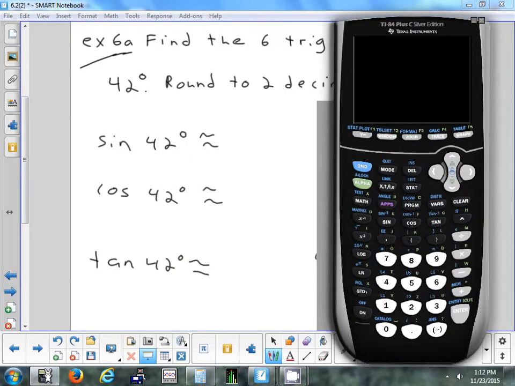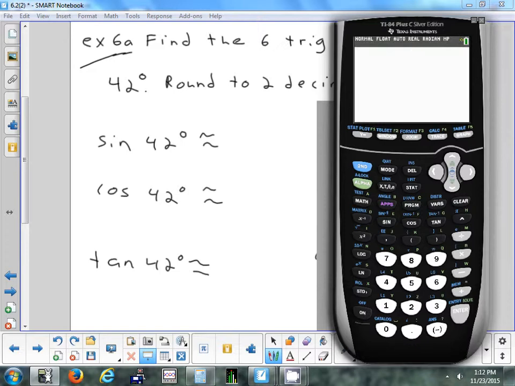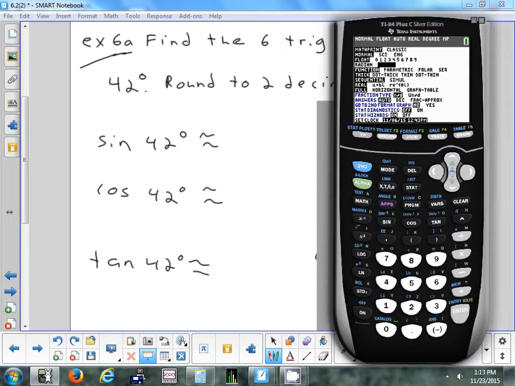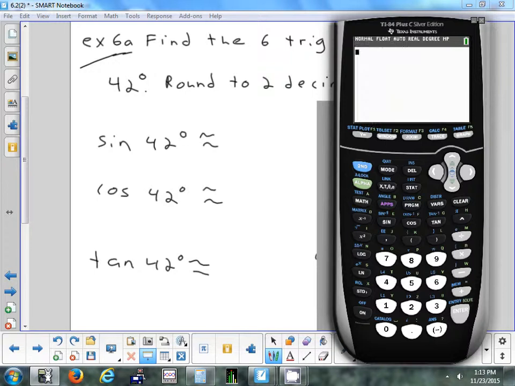Okay, what's the first thing that I want to check before I even type this in? Something I need to be careful with. Yep, on my calculator, I should make sure I'm in the right mode. Am I in the right mode for this problem? I'm in radians. So is that what I want? I should be in degrees. Okay. So first thing I got to do is change to degrees.